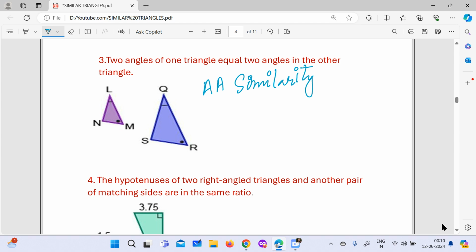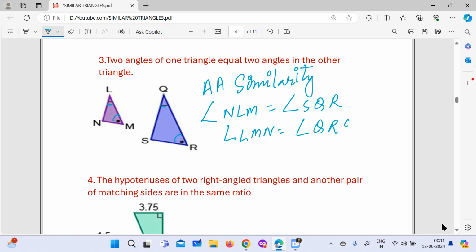So here we can see very clearly, it is mentioned L and Q. So we can say angle NLM is equal to angle SQR. And then you can see here it is presented angle LMN is equal to angle QRS. So when you can prove that two angles of two triangles are equal, we can say that the triangles are similar by the AA similarity rule, right?